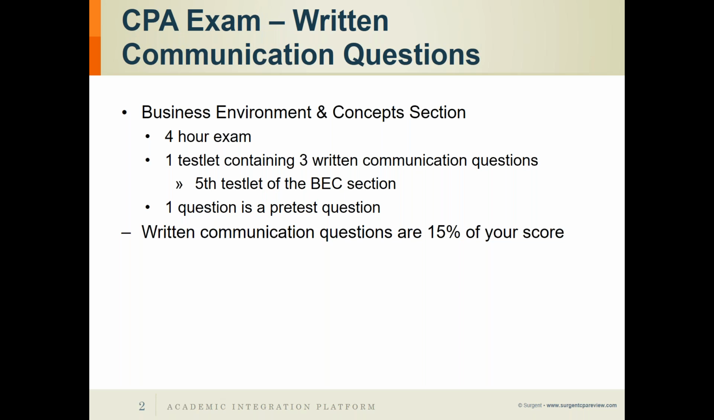So there are still 3 of them, just like there were before, and these 3 written communication questions are going to be all put in the final testlet of the BEC section. So it'll be in that 5th testlet. And out of those 3 written communication questions, just like before, there is one question that is a pretest question. In other words, you're not going to know if the answer that you submit to that question is even affecting your score whatsoever. So they actually will throw out one of the questions.